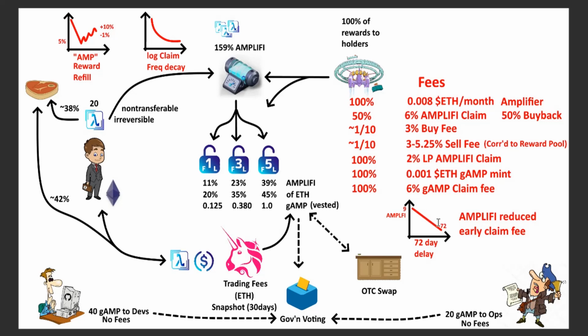So you have to wait 72 days. You don't have to, but if you claim early, you're going to lose some. You're going to give up 9%, and then 8, 7, 6, 5, 4, 3, 2, and all the way down, okay?